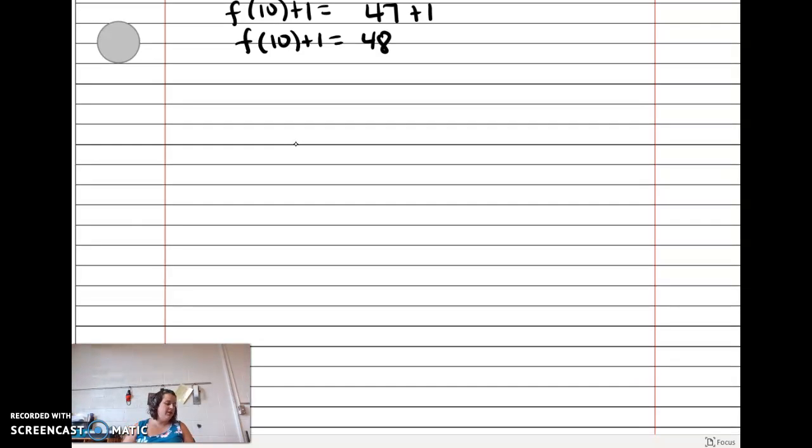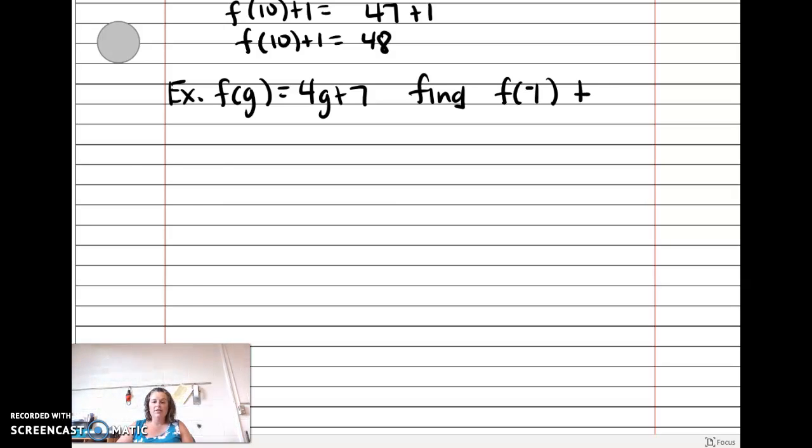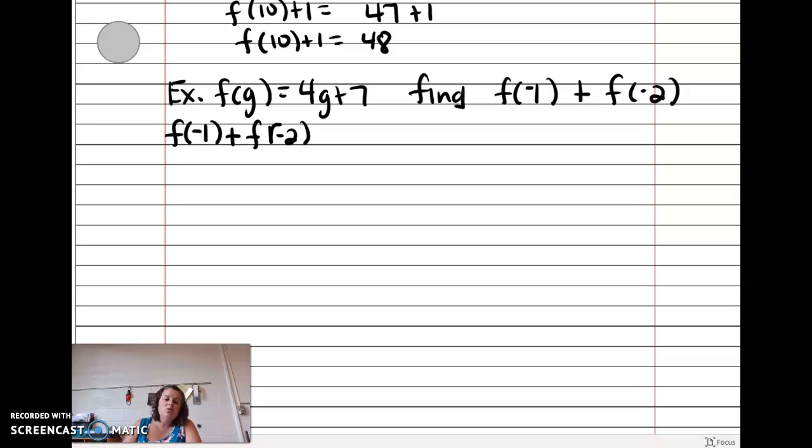Okay, let's try a trickier one. If I were to try f of g equals 4g plus 7, we're going to find f of negative 1 plus f of negative 2. So this time I have to evaluate this expression twice, take what I get in each one, and add them together. So I'm going to take f of negative 1 plus f of negative 2.